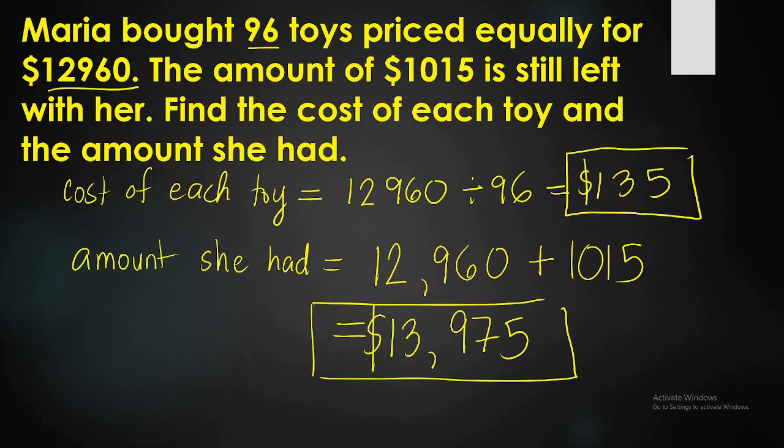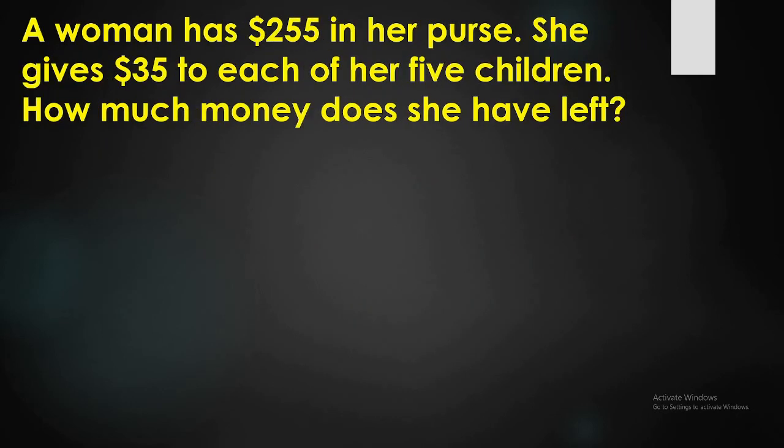This one. A woman has 255 in her purse. She gives $35 to each of her 5 children. How much money does she have left? So, unsay buhaton ako ana first? Division. Asa may i-divide ninyo ana kung mag-divide mo? Okay, di i-divide. Sige, go on.